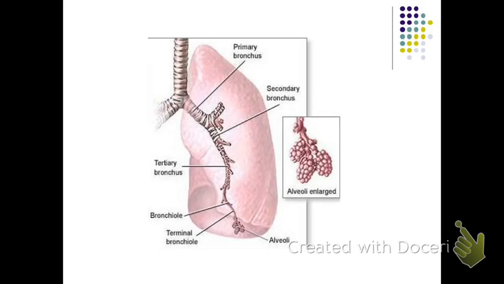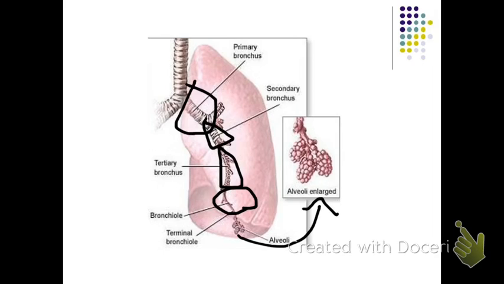So here is a diagram showing the bronchi. So right here is the primary bronchus, which branches off into the secondary, which goes into the tertiary, and then you have the bronchiole, which is the smallest bit. The bronchioles eventually lead into the alveoli. The alveoli are just these sacs where gas exchange occurs.